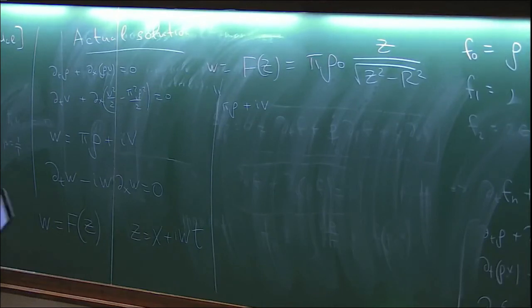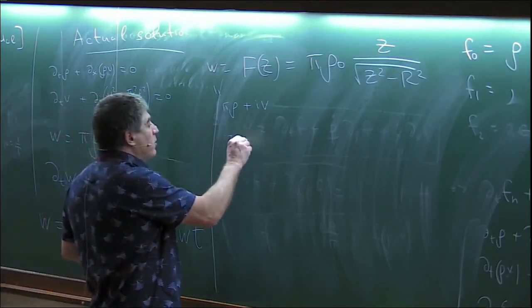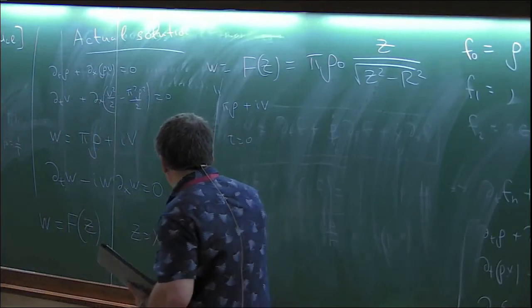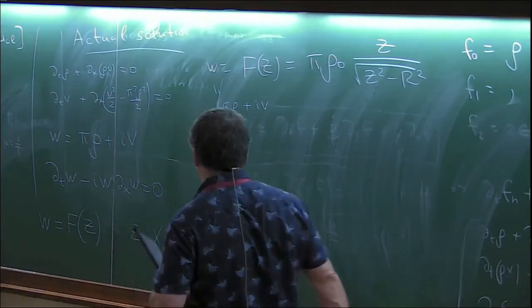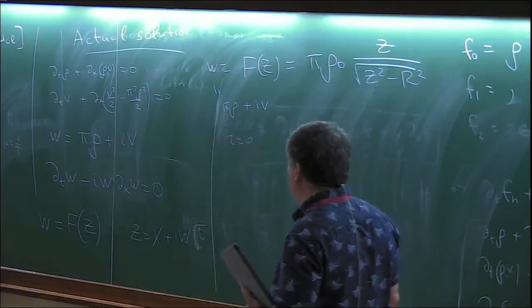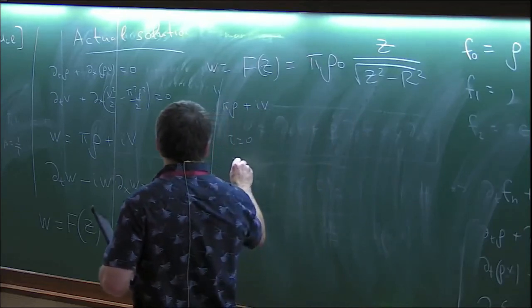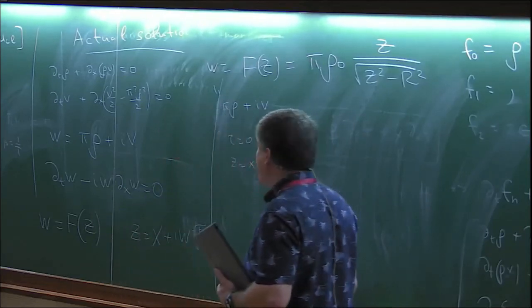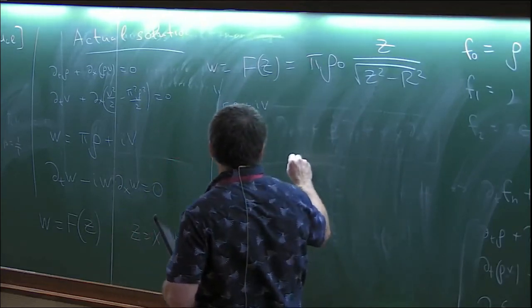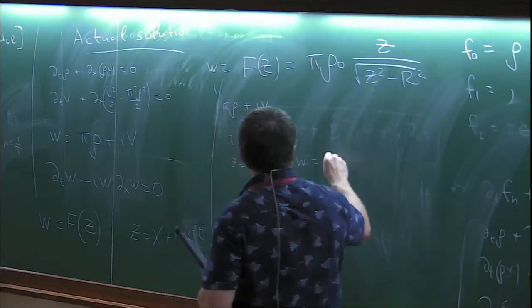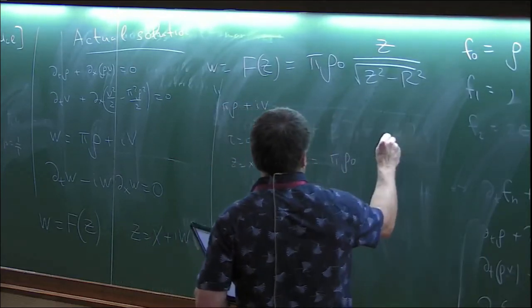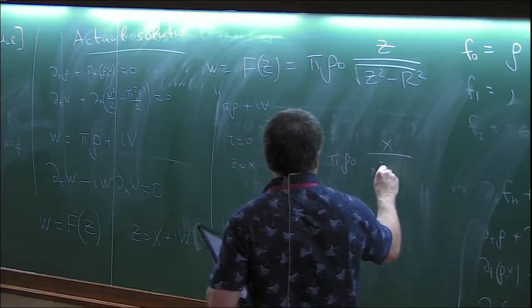Also, suppose that time equals 0. Actually, I should use tau here to be consistent. Suppose tau equals 0. Then notice that z is just x in this case. And f of z, so w, becomes pi rho 0 x divided by x squared minus r squared.